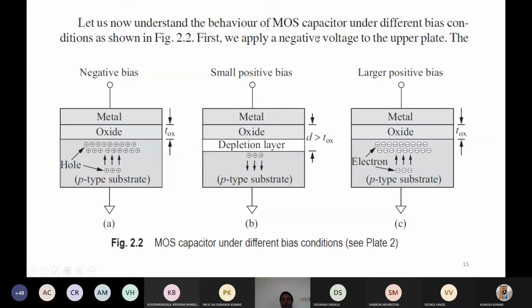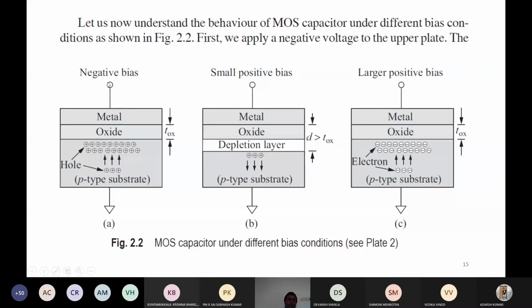How inversion happens is shown in figure C, and how depletion mode operation happens is shown in figure B. Here, because of the accumulation of holes, it is called accumulation mode. This one is called the depletion layer, and this is inversion. So we should understand how inversion happens from this figure.